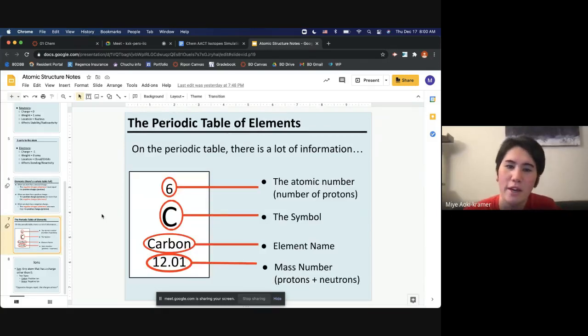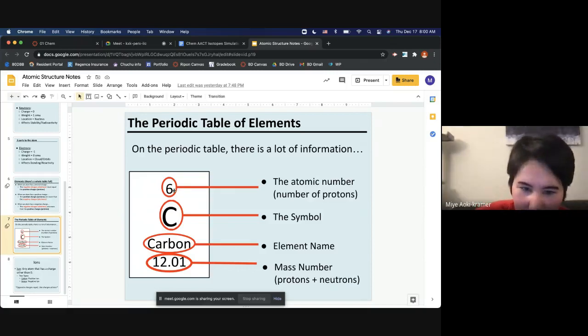All right, then when we're looking at our periodic table of elements, there's a lot of information. The top number, the whole number that you see, is the atomic number. The big letter is the chemical symbol. Then it has the element's name, and then the bottom number is the mass number or atomic mass, and this is our number of protons plus neutrons. So remember, we're going to calculate atomic mass or mass number by adding protons and neutrons.